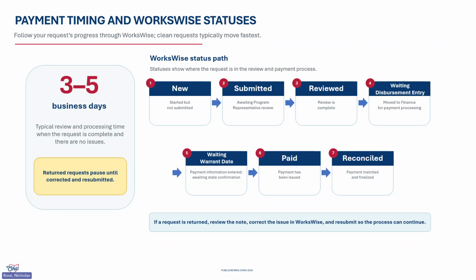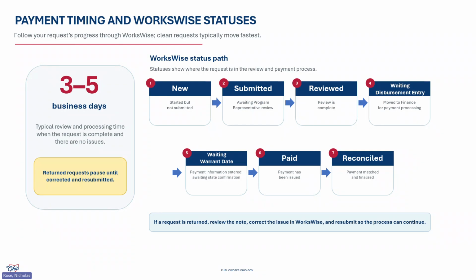New means the request has been started but not been submitted yet, or that it's been returned for clarification. Submitted means it's waiting for the program rep to review. Reviewed means the program review is complete. And at this point, we hand it off to the finance folks to get that paid.